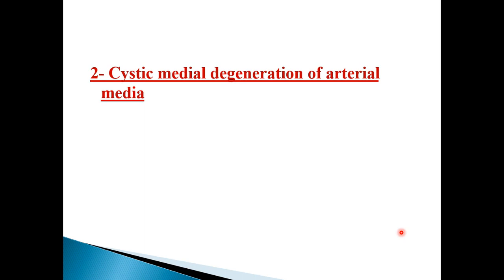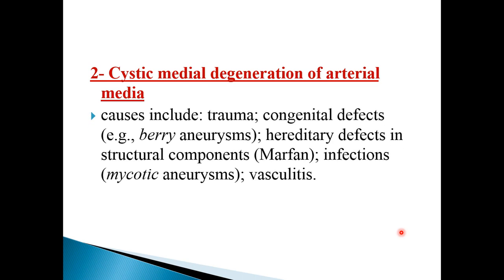The second very important mechanism of aortic aneurysm is cystic medial degeneration. We mean by that anything that leads to degeneration and weakness of the media. We have many causes, and those include trauma, congenital defects like the cases of Berry aneurysms in the brain, hereditary defects in structural components of the media, for example, Marfan disease, infectious processes, or what we call mycotic aneurysms, as well as vasculitis.